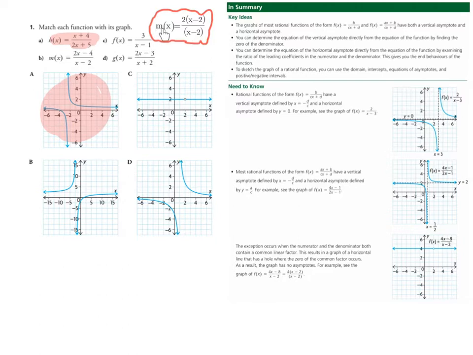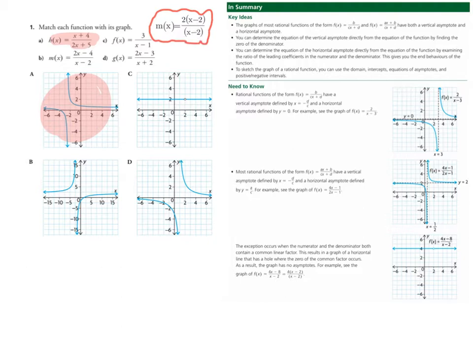So this is just basically m of x equals 2. That's just a straight line across at 2. That's this one for sure, with a hole when x equals 2. Because if you plug in x equals 2 here, then you're going to get 0 over 0. You're not allowed to divide by 0.